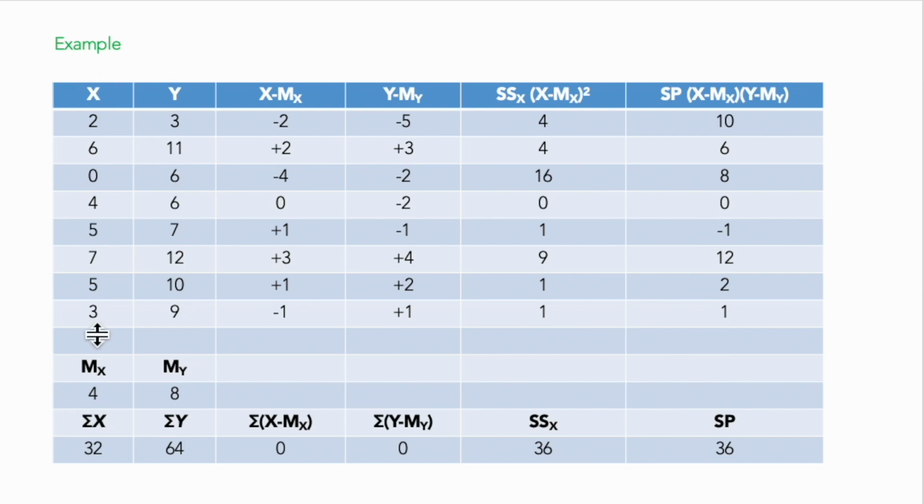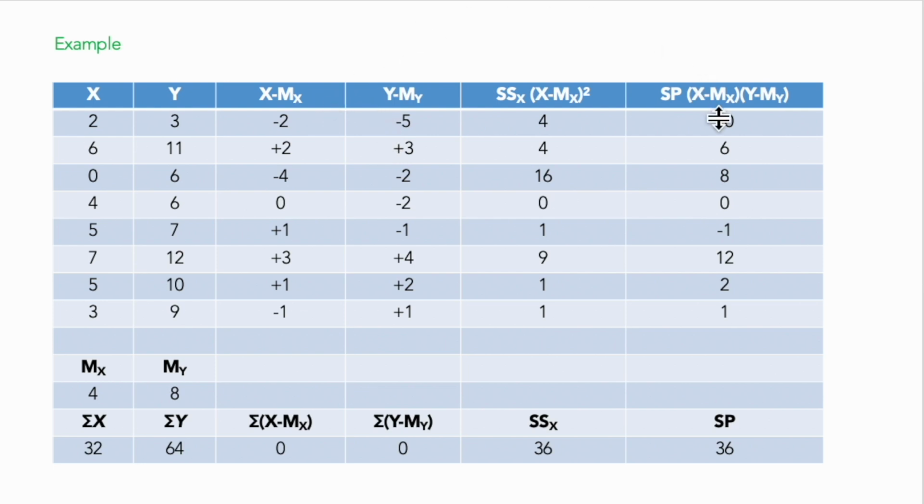The mean of x is given here, that is 4. The mean of y is given, that is 8. The sigma of x is 32, and sigma y is 64. So x minus mean x, for example, 2 minus 4 is minus 2. Likewise you can do it for the entire x column, that is x minus mx, and you can do the same for y, that is y minus my. So 2 minus 2 times minus 5 is equal to plus 10.